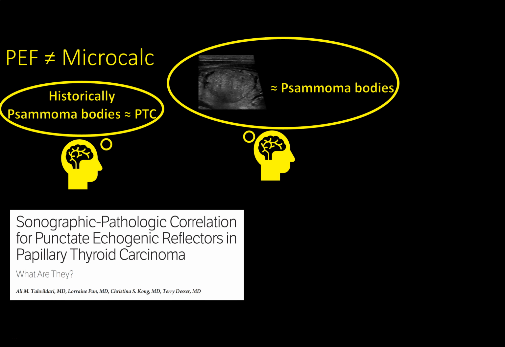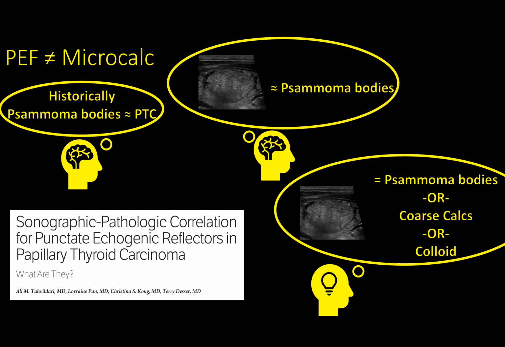However, literature has revealed that over half of these tiny bright dots do not correlate with psammomatous calcifications. The data suggests that these bright dots many times correlate with coarse calcifications, or colloid. So we use the more inclusive term of punctate echogenic foci, and that will include microcalcs from psammoma bodies, coarse calcifications, and colloid. Basically, PEF may not relate to microcalcs at all.